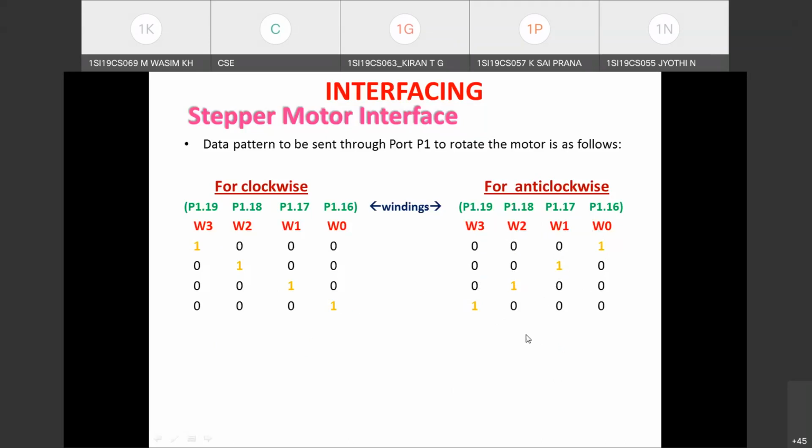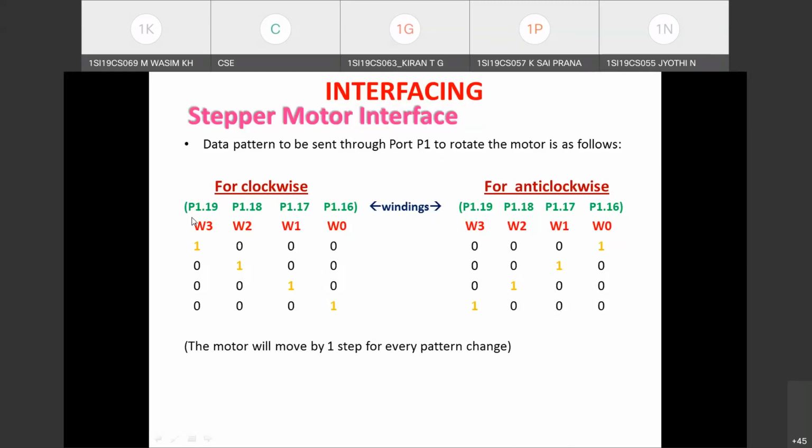Okay, so this is the data pattern you have to send for movement of the stepper motor. For clockwise direction, this is the pattern to be used. For anti-clockwise direction, this is the pattern you have to use. So in each iteration, this is the pattern change you need to make so that the motor will rotate either in the clockwise direction or in the anti-clockwise direction.